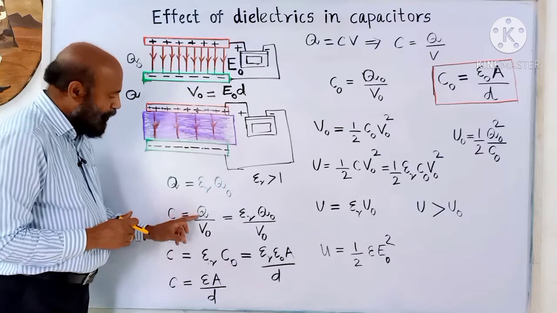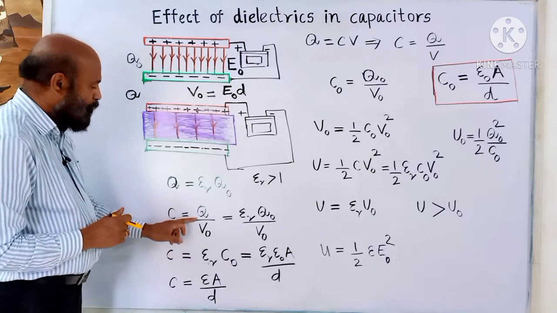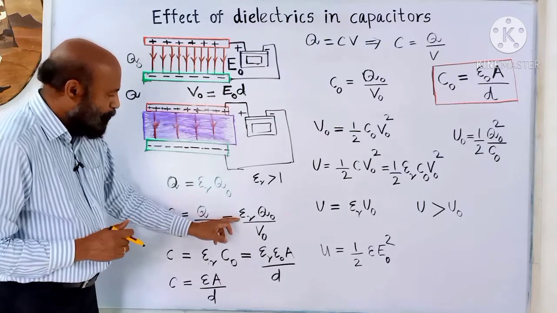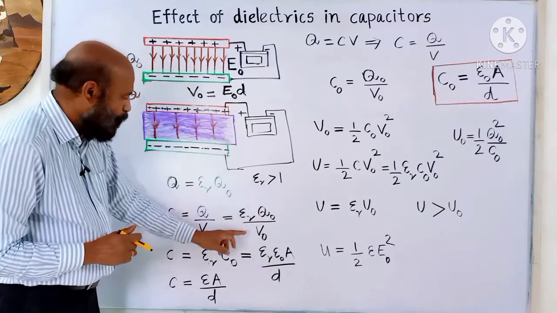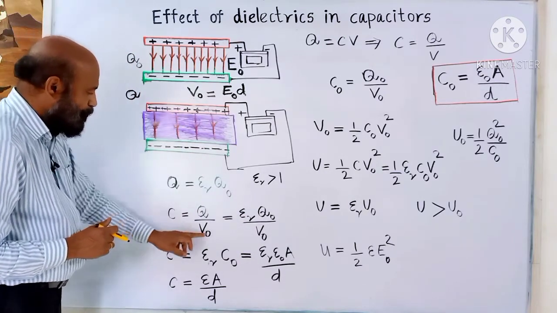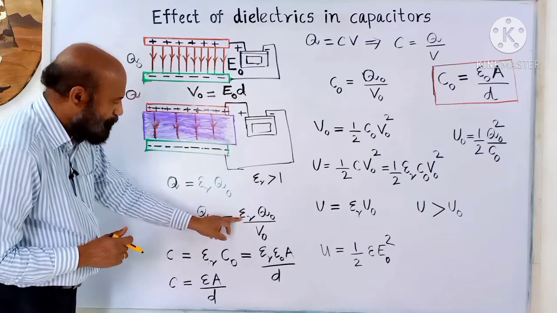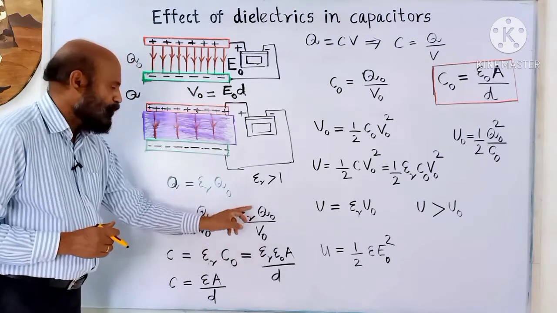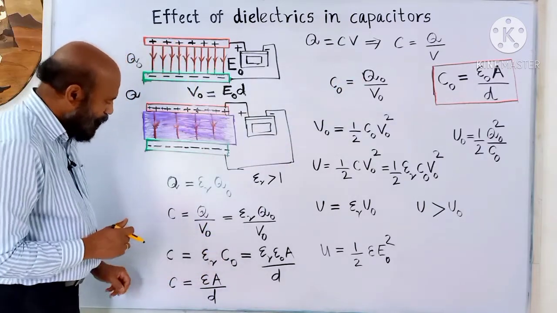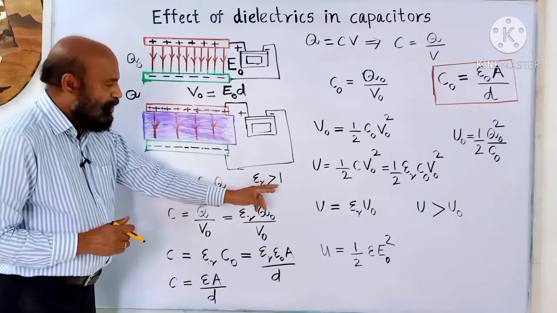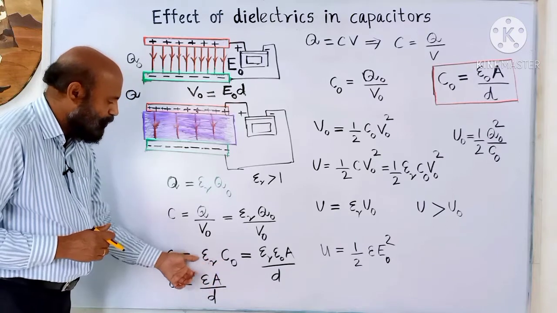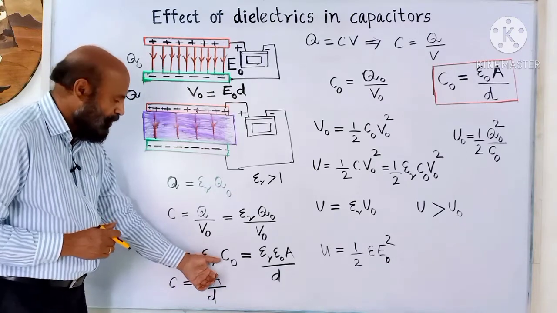C is equal to Q by V0. For this Q, you can write epsilon R Q0. So C is equal to epsilon R Q0 by V0. Now C is equal to epsilon R Q0 by V0. Q0 by V0 you can write C0. Epsilon R is greater than 1. So C will be greater than C0 because this is greater than 1.